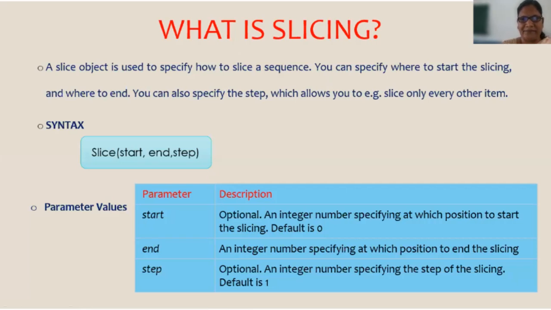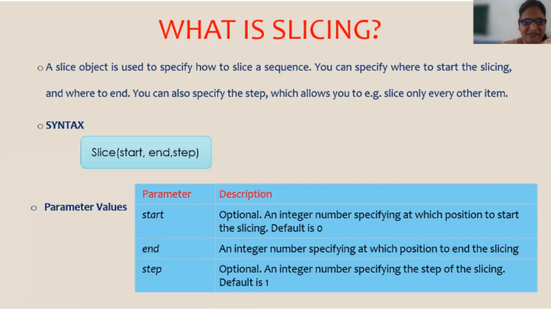What is slicing? A slice object is used to specify how to slice a sequence. You can specify where to start the slicing and where to end. You can also specify the step, which allows you to, for example, slice only every other item.